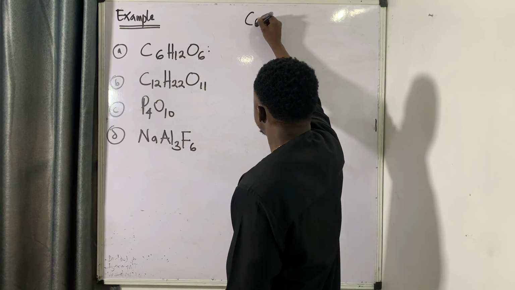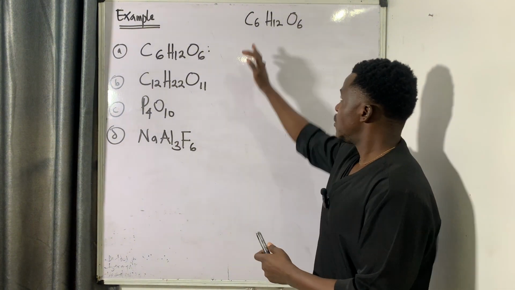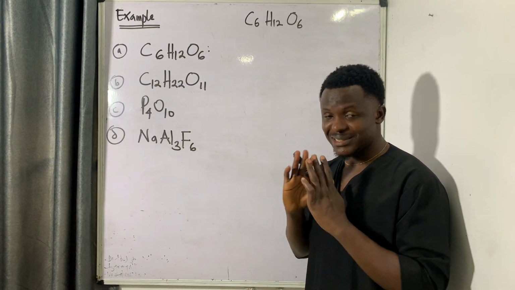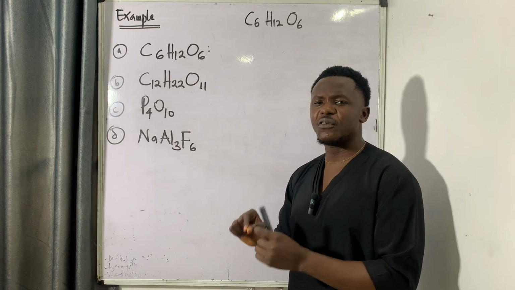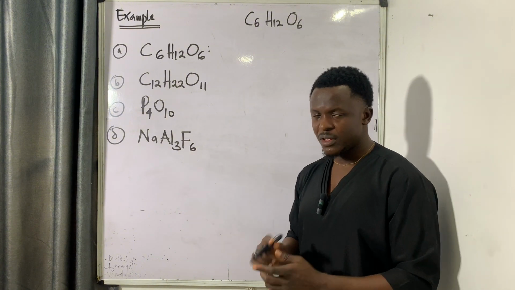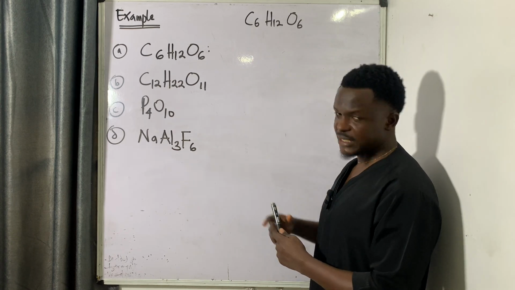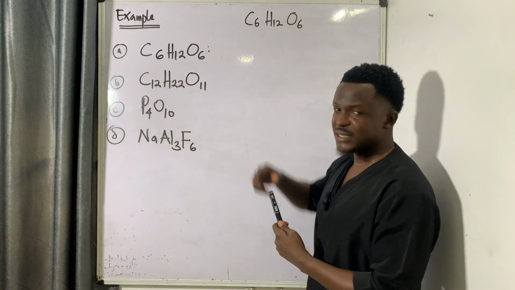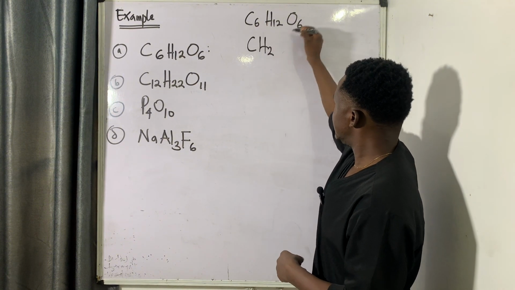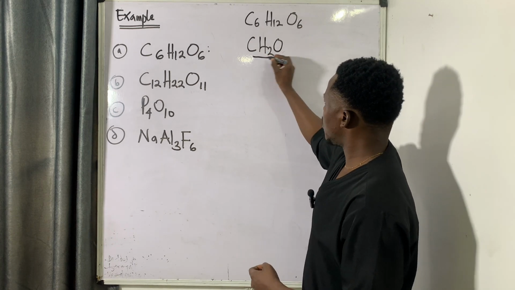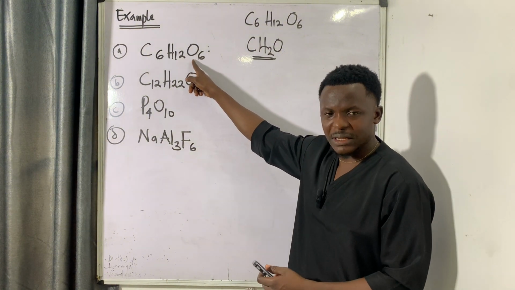We have C6H12O6. There are three elements present in this compound. We have carbon, we have hydrogen, and we have oxygen. Three elements. Now you ask yourself, can this compound be broken down further? Can we reduce this to the barest minimum? Yes. Now, what can go into 6, into 12, and into 6? Of course, 6 can go into itself, 1. 6 can go into 12, 2. 6 can go into itself, 1. So this becomes the empirical formula of this compound, which means that this compound is a molecular formula.